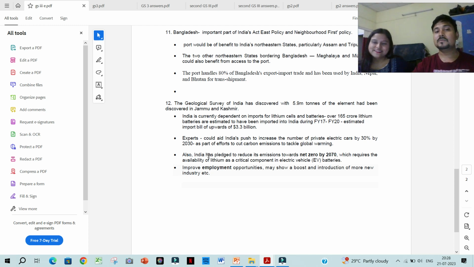That is how we are going to suppose the right answer. I have already written this: India has pledged to reduce carbon emissions towards net zero by 2070, which requires the availability of lithium as a critical component in EV batteries. It may also improve employment opportunities in certain areas, fields and industries, and boost new industries. Introduction of more industries may come up related to electric cars, electric vehicles or electric batteries etc. So you have to write like this, and you can add a couple more points. I just try to give one simple view.